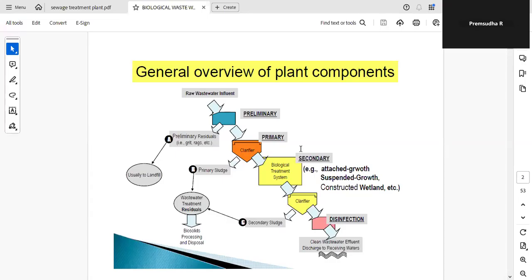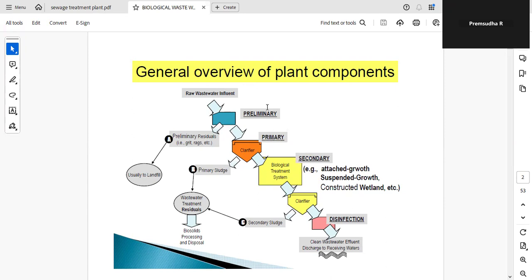Morning students, today we'll see about the fourth unit, sewage treatment and sludge treatment. Here you can see the general overview of plant components, sewage treatment plant components. The wastewater comes from the source, and there is a preliminary treatment, primary treatment, secondary treatment, and the last is disinfection.